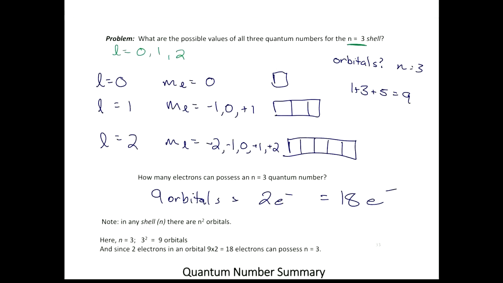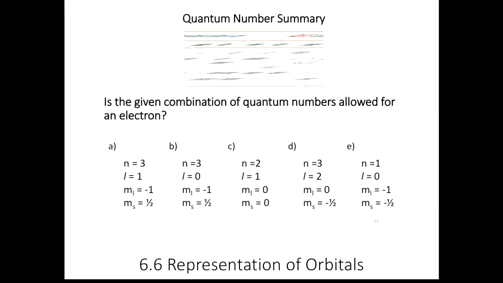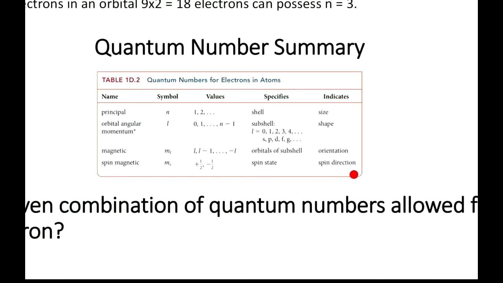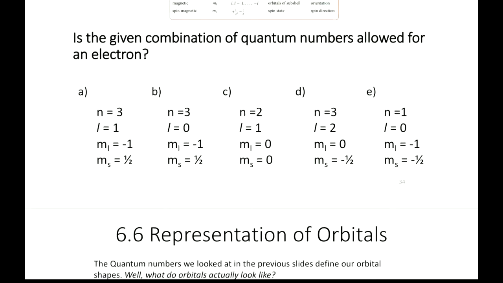Okay, all right. So let's summarize these quantum numbers. Here's the summary of all the different values: size, shape, orientation, spin. Let's see which of these combinations are an allowed set of quantum numbers. Remember our rules. We'll go through these one at a time and see, is this a valid set of quantum numbers? Is it allowed given our rules? So let's do it one at a time.